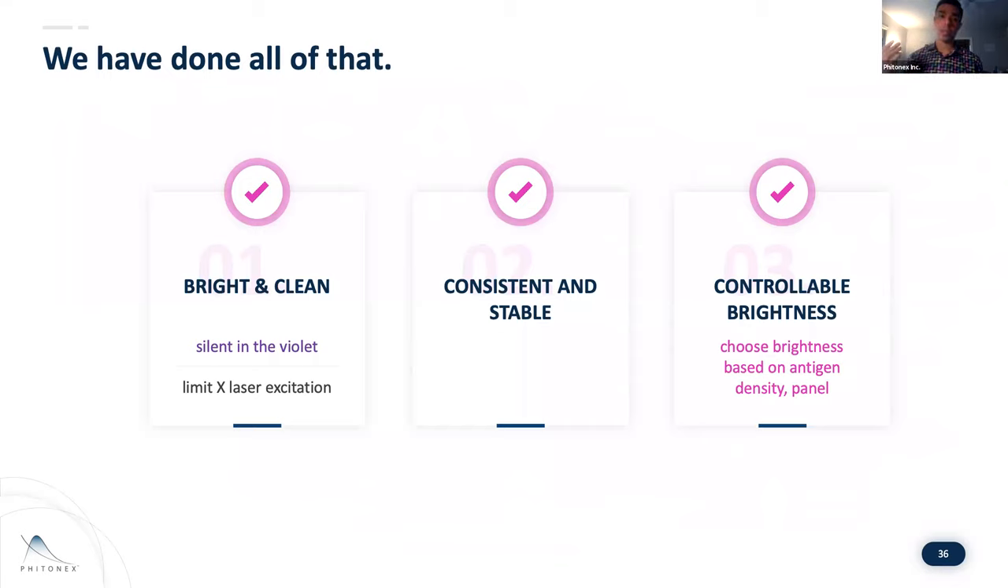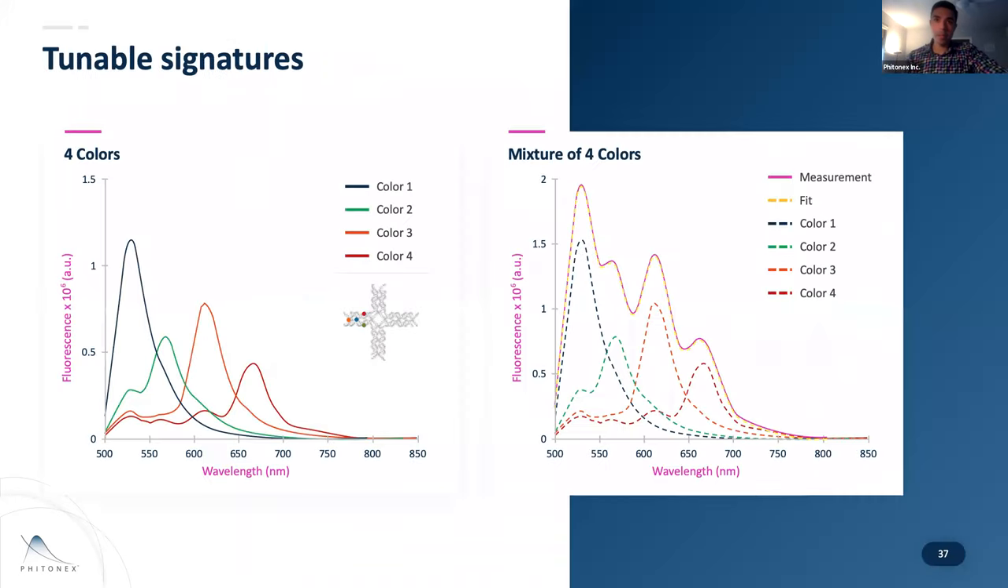But I think it puts us in this mind of, well, what does that mean for panel design? What could we do now? Could we choose brightness based on antigen density? Could we think about that a little bit differently? We'll touch on that in a moment. But the other thing that we did, and it's very early days for thinking about this, is that there's been a lot of talk around, well, what is a signature of a dye?